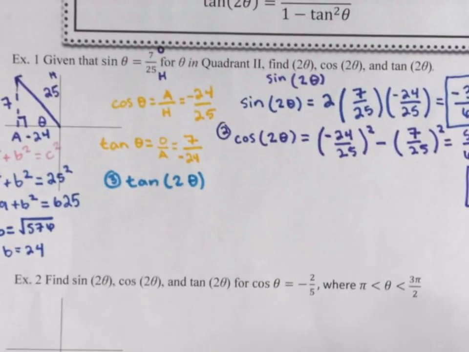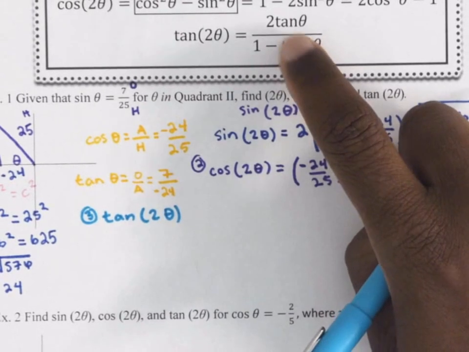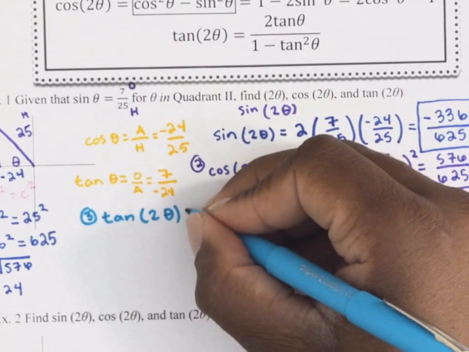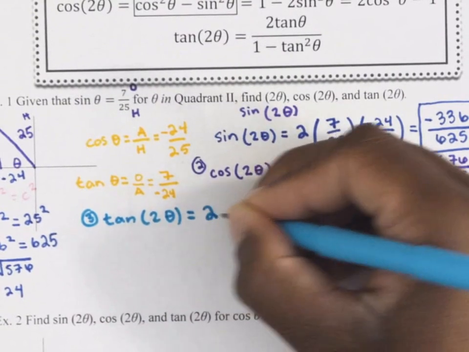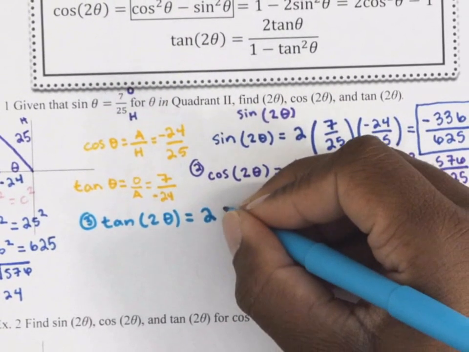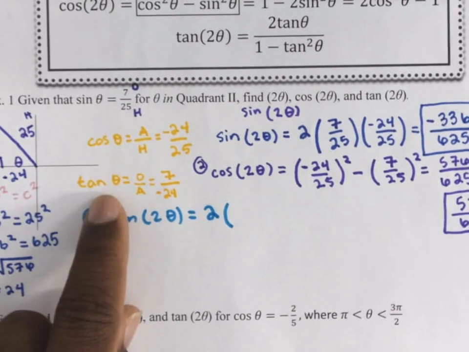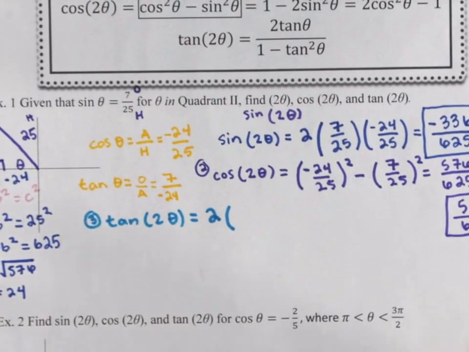All right, so tangent's double angle. We're going to follow this formula right here. I started off with 2 times tangent, and we already found tangent's ratio to be 7 over negative 24.